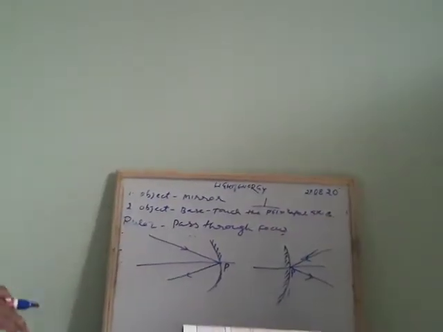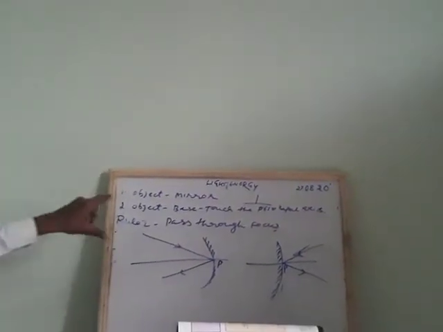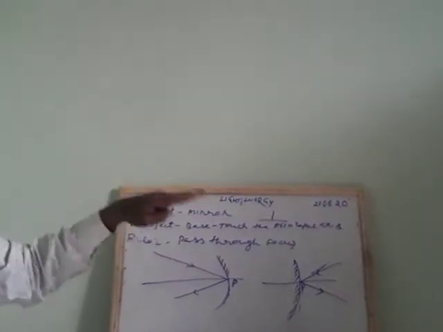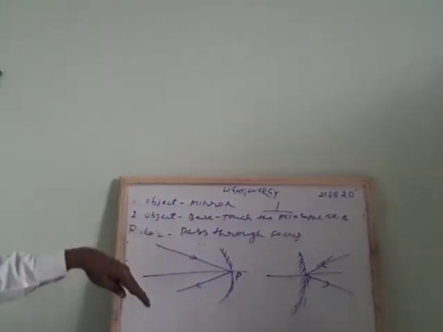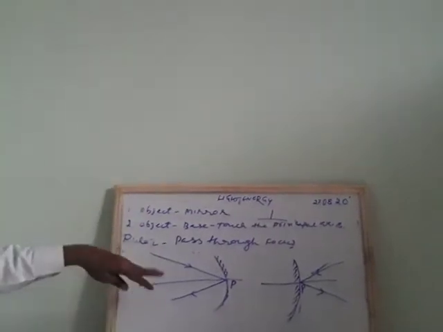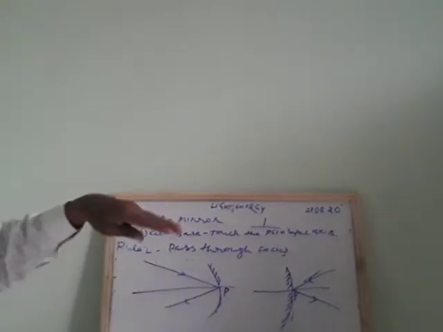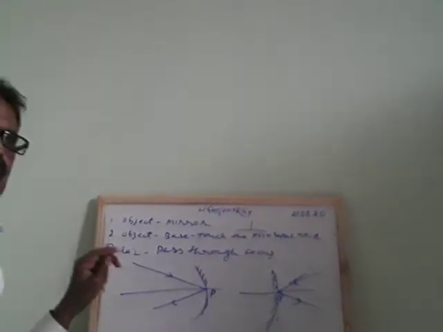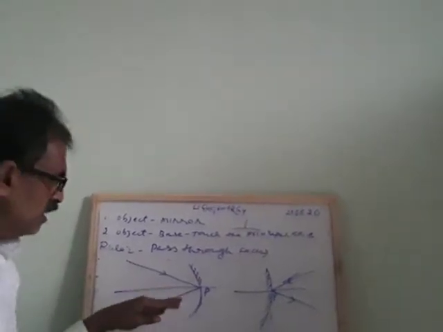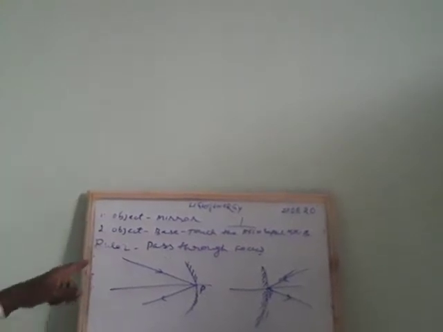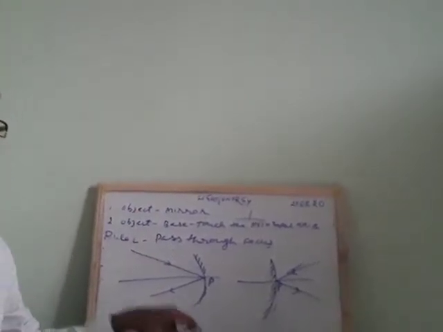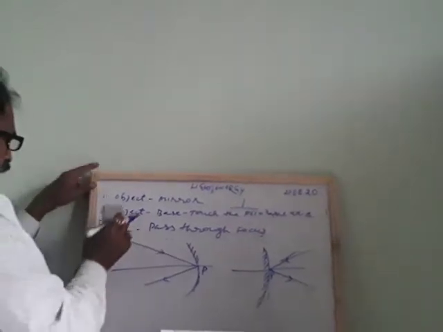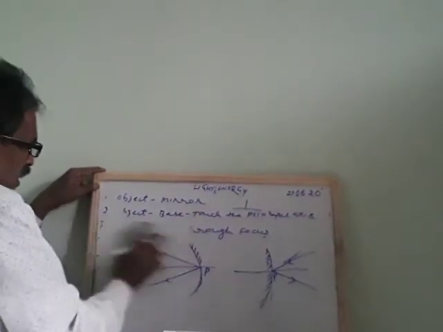Okay. So these are the rules. One is when the rays are parallel to the principal axis, and the ray is passing through the focus, and when the ray is passing through center of curvature, and when the ray is incident on the pole. So these are the changes that happen whenever there is a ray of light falling on a mirror. Okay. The next part.